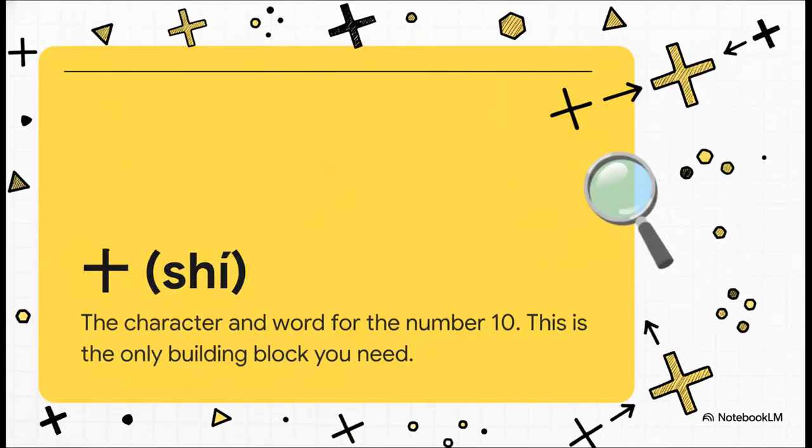Okay, so the entire system is built on one single crucial character, this one right here, shi. It's pronounced shi with a nice rising tone. Shi. It means 10, and believe it or not, it's the only new piece you need to learn to build all the numbers from 11 all the way to 19. Everything else is just built right on top of it.